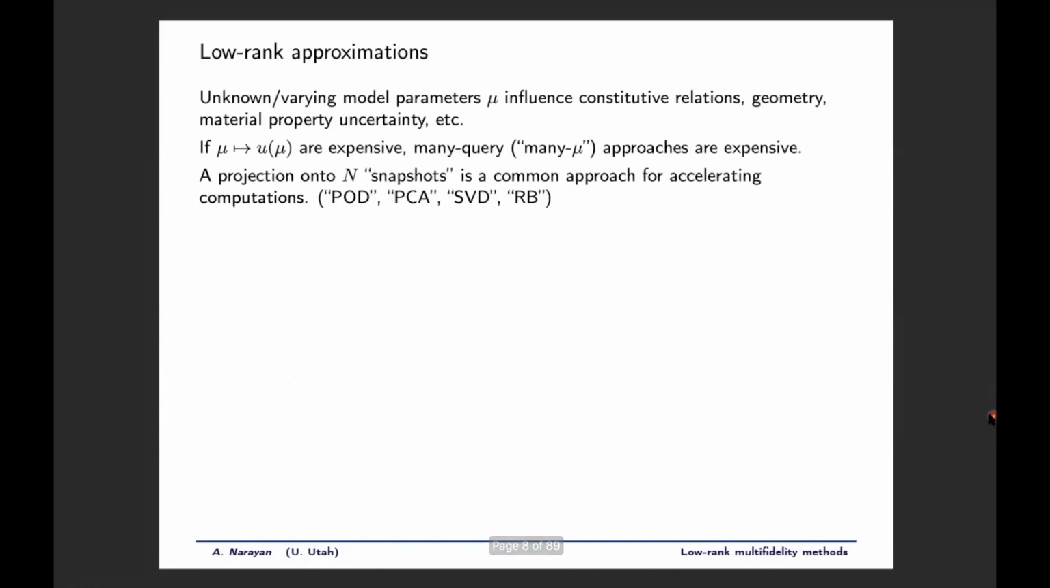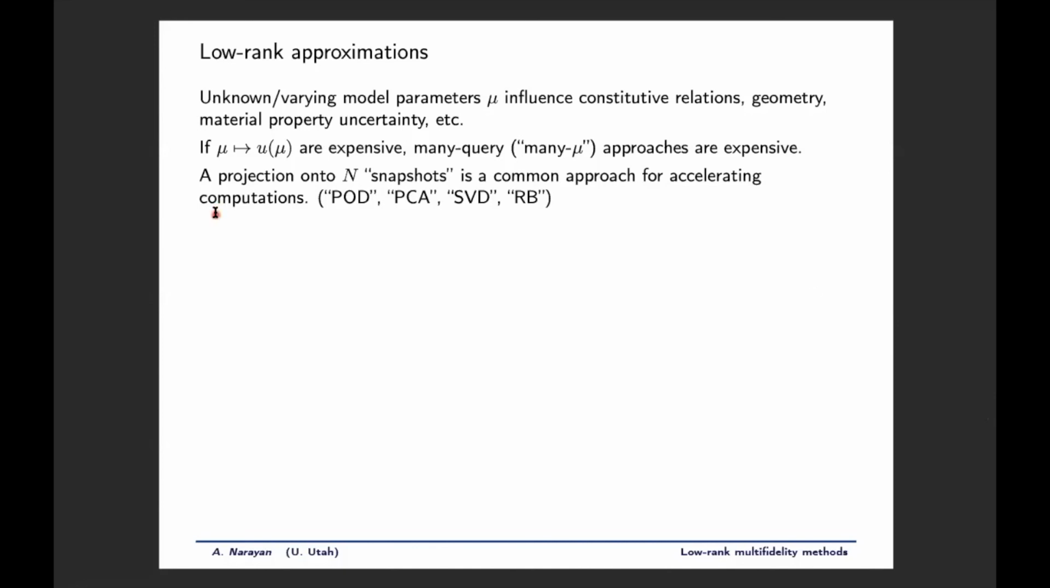Okay. So what are low rank approximations? Well, low rank approximations essentially try to predict variability with respect to a parameter, which again, I'm calling mu, in a small dimensional space. That mostly is what a low rank approximation means.